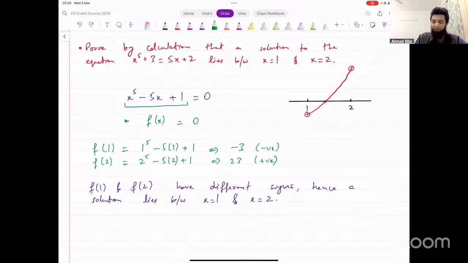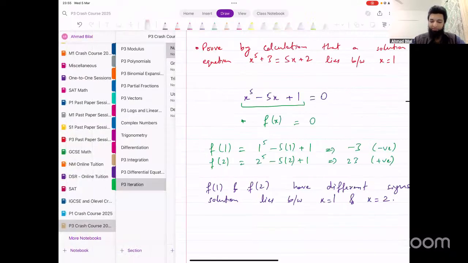The reasoning for this, why you are saying that a solution lies between these two values, you would say one is negative, the other is positive. Since the sign is changing, that means a solution lies between these given values, because between negative and positive, you would have 0 somewhere, right? So having different signs or signs changing, you have to clearly write this. That's the reason a solution lies between these values.